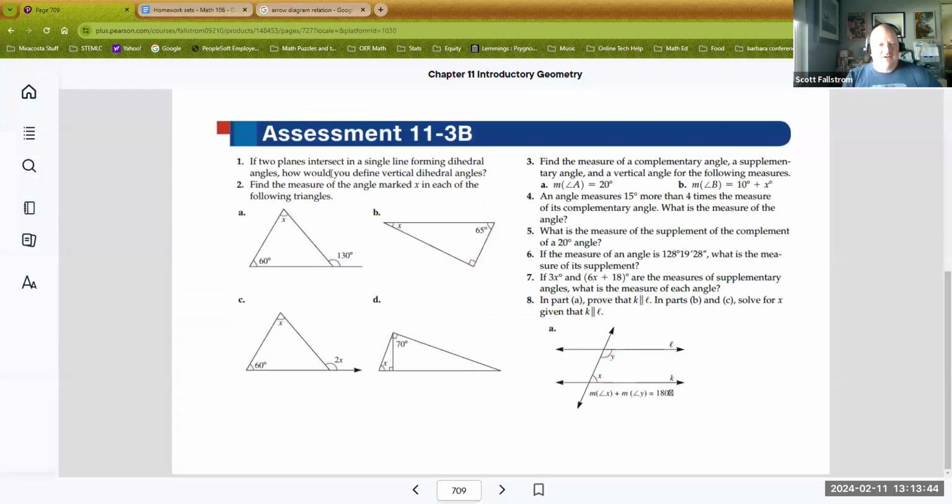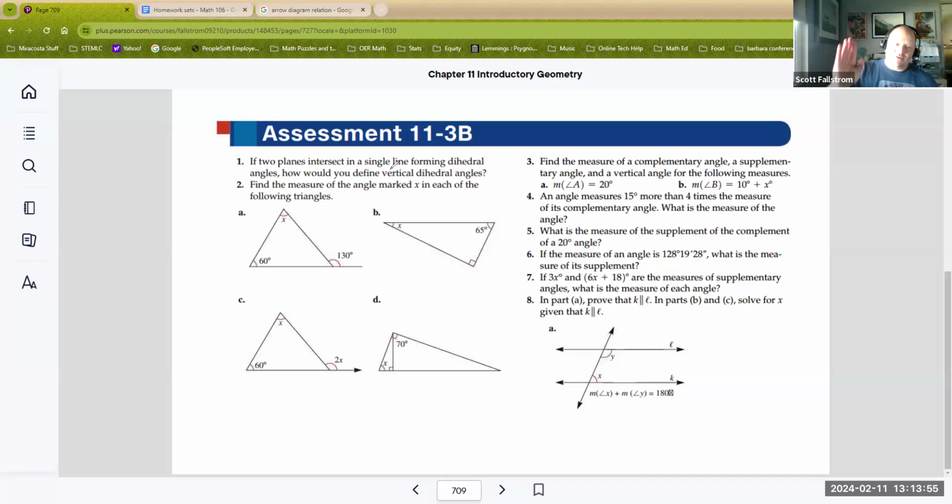So question 1, again, this one I just felt like it's getting a little too nuanced. There's nothing wrong with the idea of two planes intersecting, but now we're talking about three-dimensional. How are you describing that to someone? So I'm just going to leave that one off. That's obviously not going to be something I'm going to test on. Your goal is to find the measure of the angle marked X.